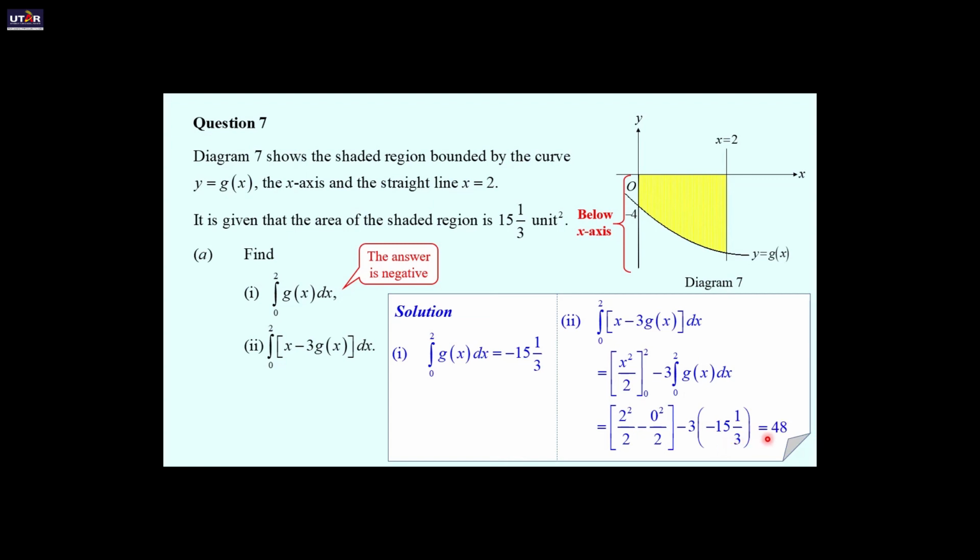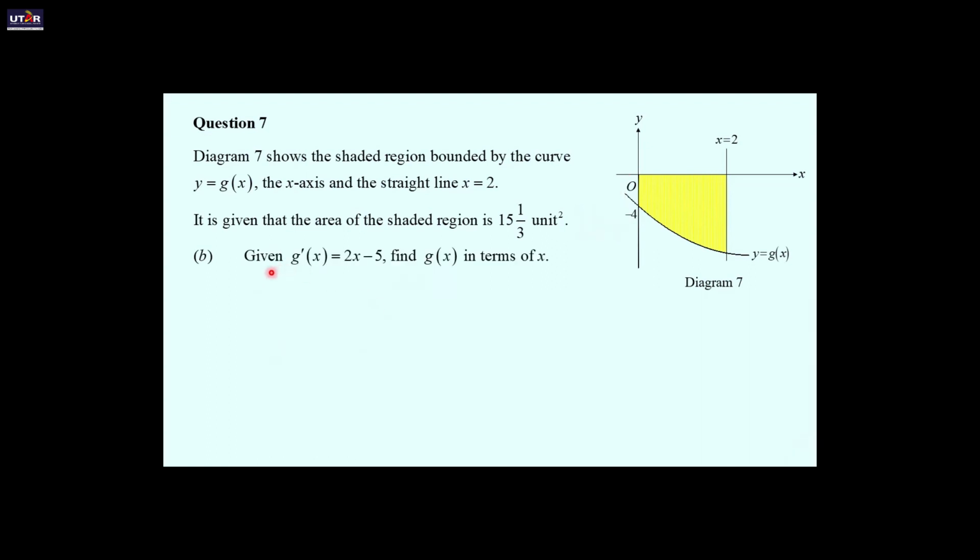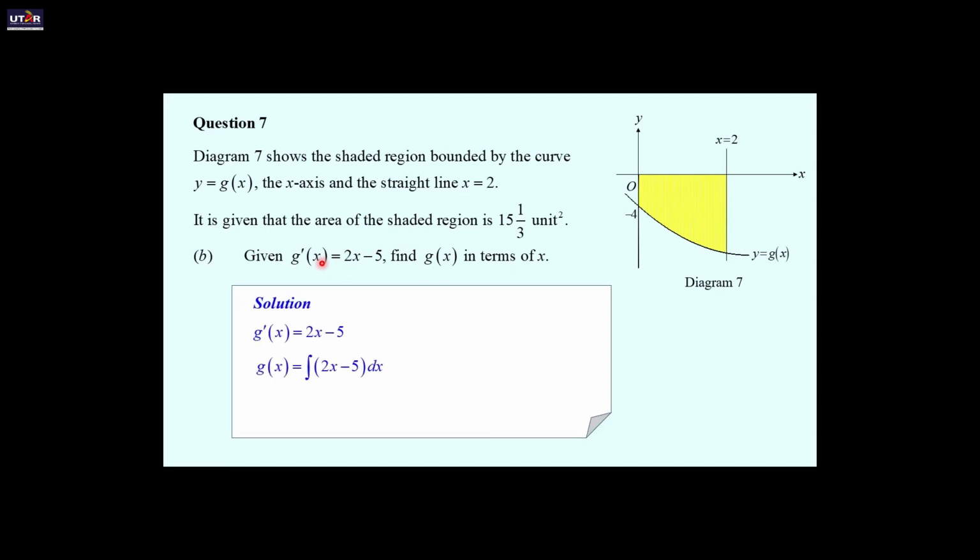Let us continue with part B. In part B, you are given the gradient function g prime x is equal to 2x minus 5. Find g(x) in terms of x. In order to obtain g(x) from the derivative function, we have to perform the integration. We integrate 2x minus 5 with respect to x. This will give you x squared minus 5x plus c.